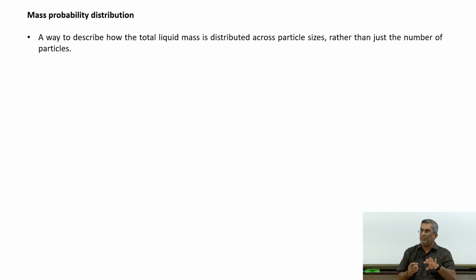So imagine you are injecting, let's say, some fuel spray into your combustion chamber. You have a large number of small particles and few large particles, but you find that the large particles carry, let's say, 50% of your total mass. Then this means that your atomization is not appropriate. So we can't be happy only with the number of the particles. Depending on the application, we have to consider the mass also. So that is the reason why mass probability distribution is important.